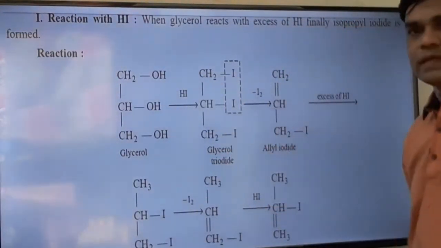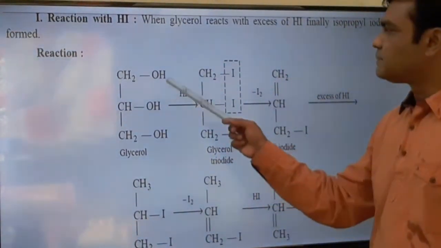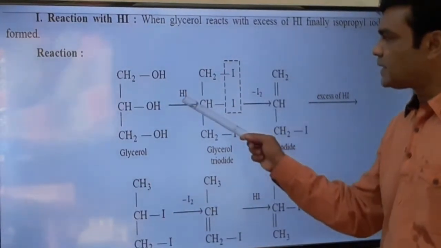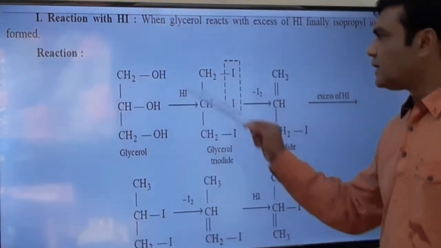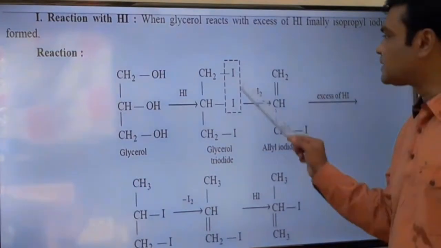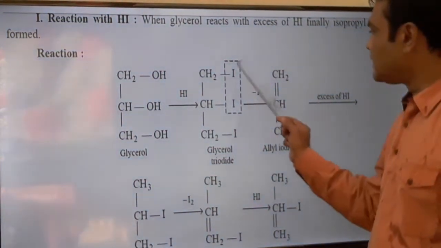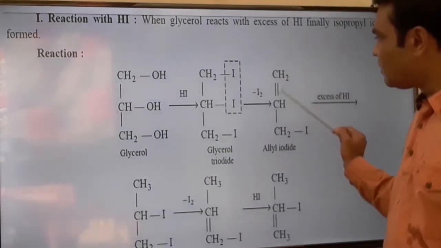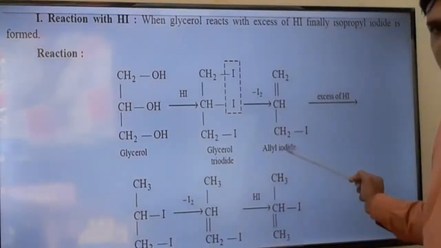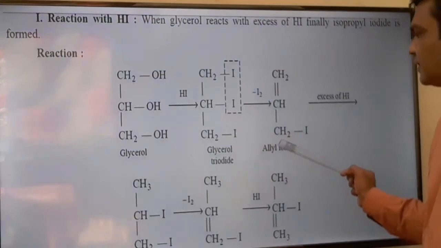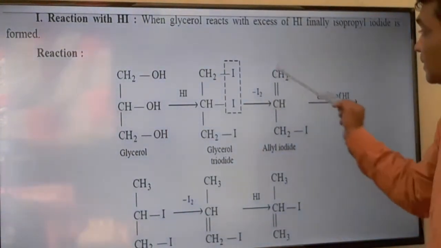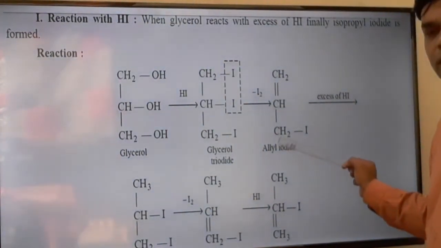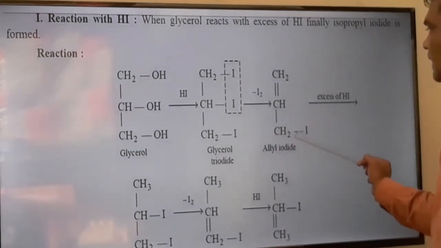First reaction is a reaction with HI. In the first step there is a reaction of HI with this glycerol, replacement of all these OH by iodine takes place, and then in the next step, as it is unstable, there is a removal of iodine, carbon-carbon double bond formation takes place. It is allyl iodide. Why is it called allyl iodide? Because this is the carbon-carbon double bond, this is the allylic carbon. At the allylic carbon there is iodine, that's why it is called allyl iodide.